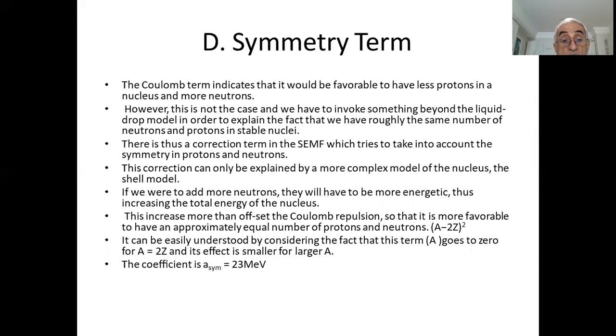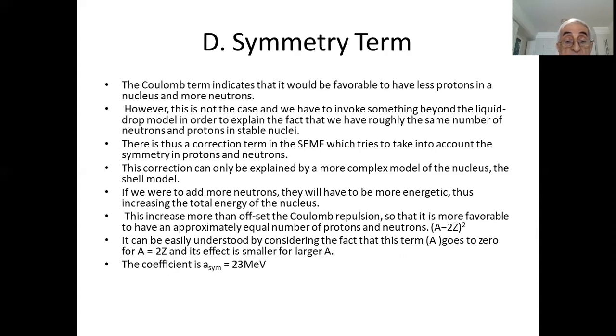Symmetry term. The Coulomb theorem indicates that it would be favorable to have fewer protons in a nucleus and more neutrons. However, this is not the case, and we have to invoke something beyond the liquid drop model in order to explain the fact that we have roughly the same number of neutrons and protons in stable nuclei. There's a correction term in the semi-empirical mass formula which tries to take into account the symmetry in protons and neutrons. This correction can only be explained by a more complex model of the nucleus, the shell model.